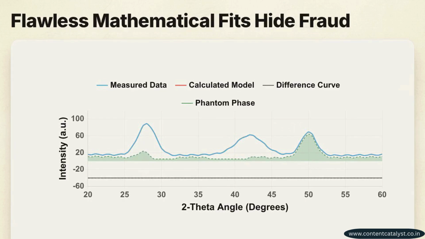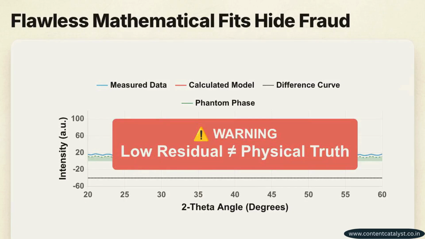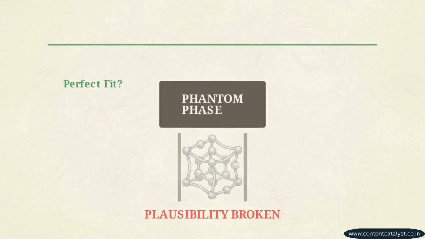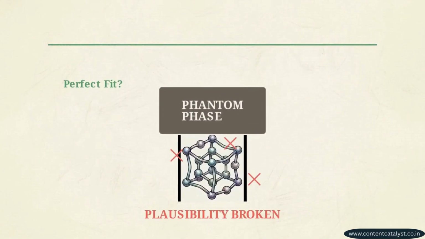Analysts achieve this by phase shopping, adding unverified chemical phases or unjustified parameters just to force the math to match. If you alter the instrument model or drop in a phantom material simply to flatten that curve, you completely break the chemical and physical plausibility of the actual sample.